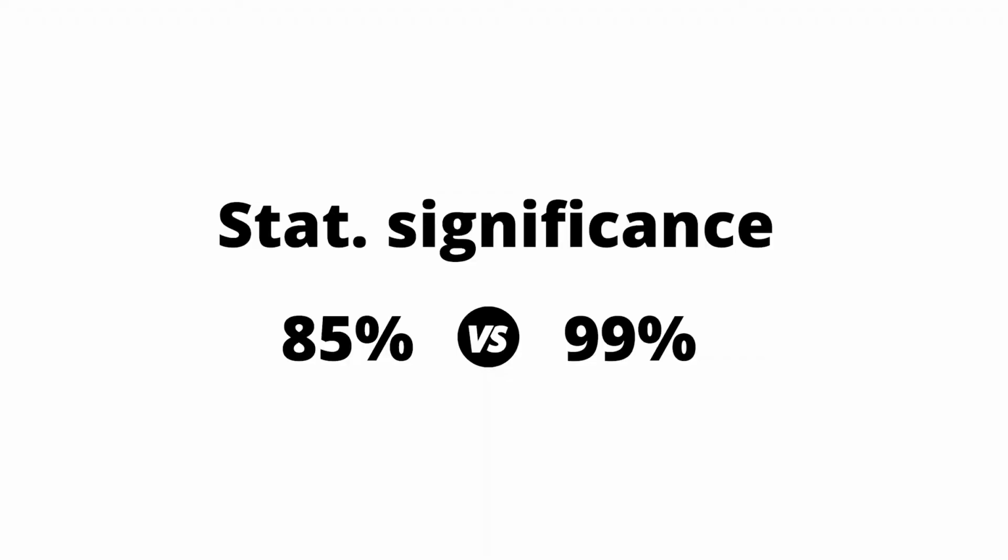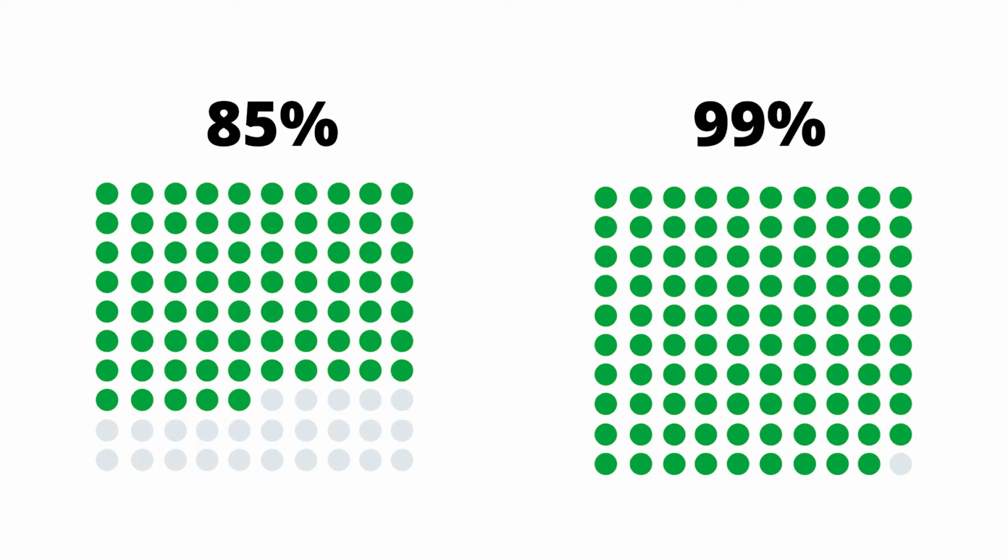For example, if we compare a statistical significance of 85% and 99%, in the first case, in 85% of our repetitions, we're going to have the same result. However, if we choose a statistical significance of 99%, it means that in 99% of the cases of running this test over and over again, we'll face the same results.